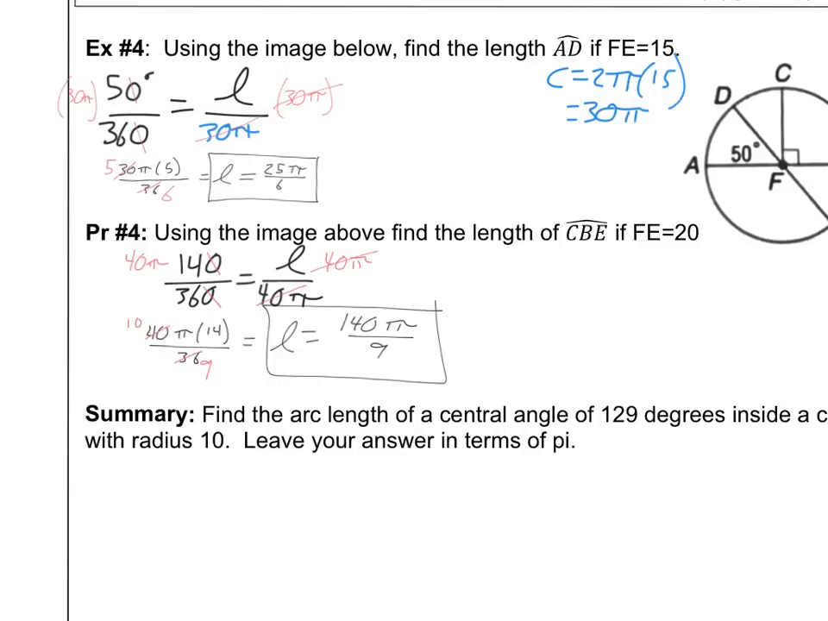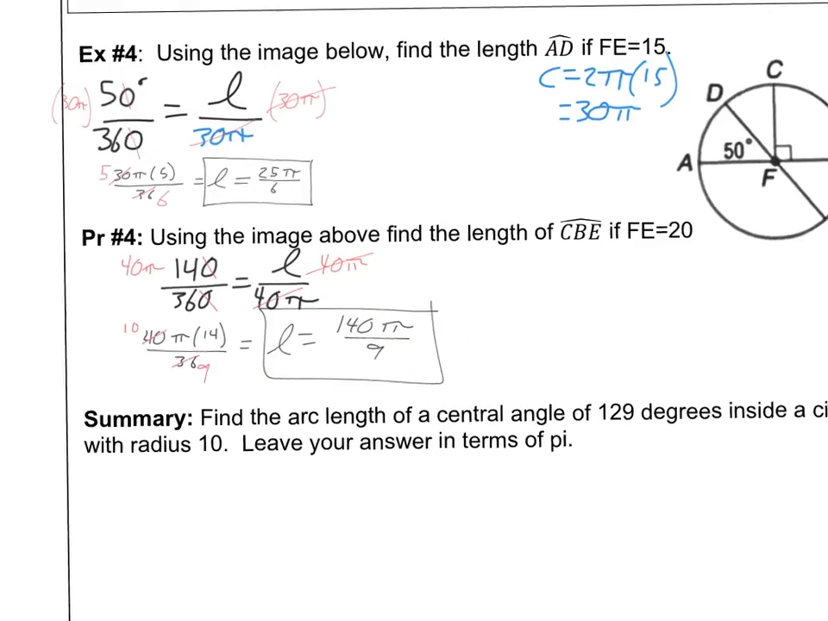Okay, so I said 140 over 360 has to equal the arc length over 40 pi. From there, I just reduced it by 10, which got rid of my zeros. Multiply both sides by 40 pi to cancel out these 40 pi's. From there, I saw I have a 40 pi over a 36. I could take a 4 out of both of these, so that makes 10 over 9. So 10 times 14 is 140 with the pi up top, and a 9 in the denominator, and I am done.